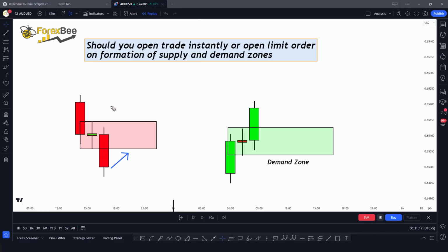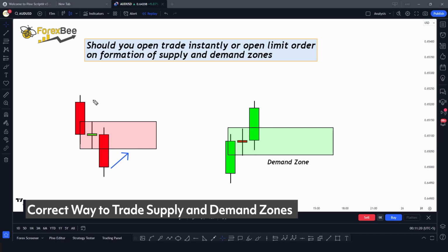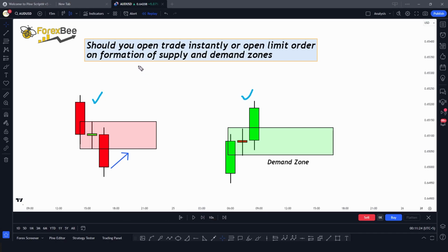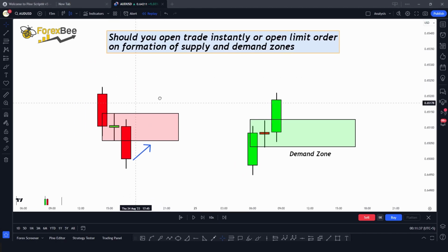In this video, I want to share with you the correct way to trade supply and demand zones. If you've been trading supply and demand zones for a while, you might think that you already know how you should trade them correctly. But trust me, at the end of this video, you will have learned something new that you might not have considered earlier. So without any further ado, let's get started.